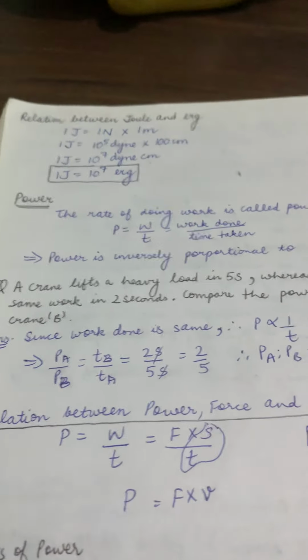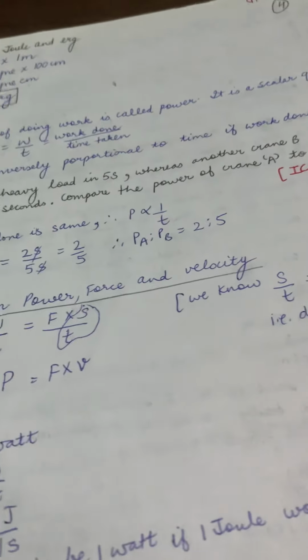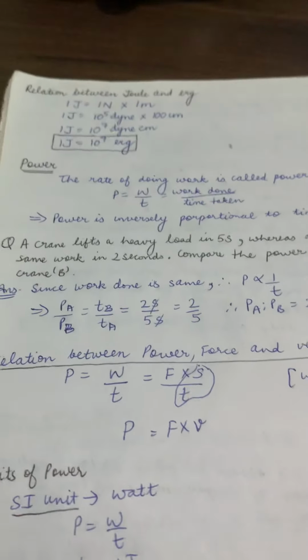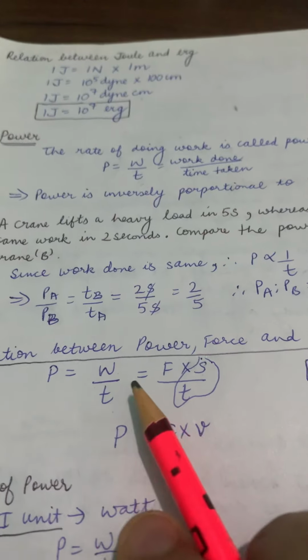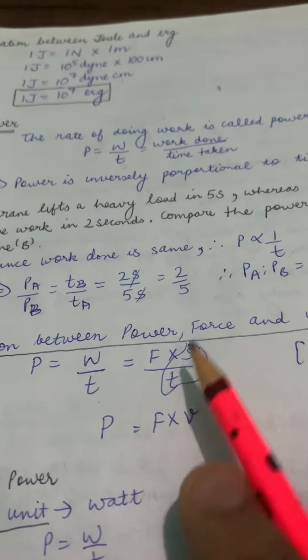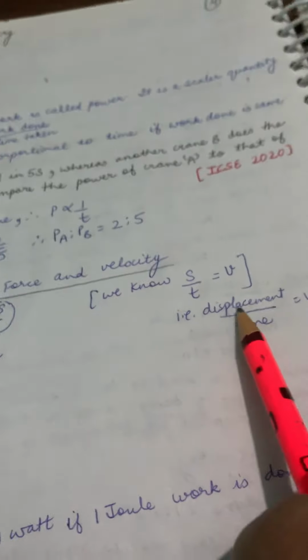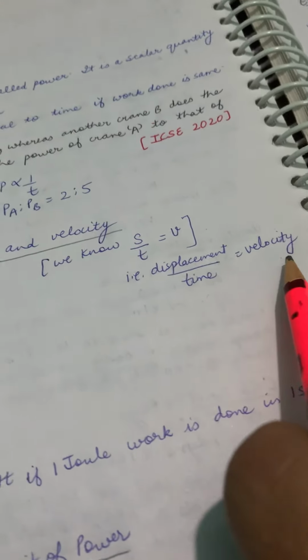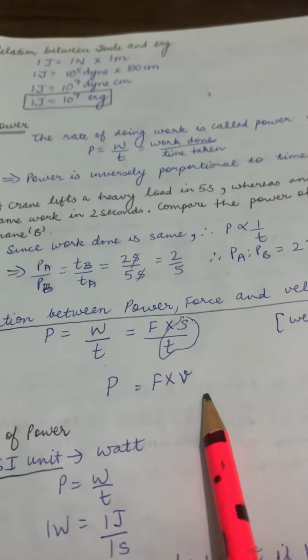Now we are going to find the relation between the power, force and velocity. क्योंकि कई बार 2 marks में इसकी derivation also comes and sometimes there is a numerical related to it. We know that power is equals to work done upon time taken, and what is the formula of work? Force into displacement upon t means time. Now displacement upon time is your velocity. Then the formula of power becomes force into velocity.